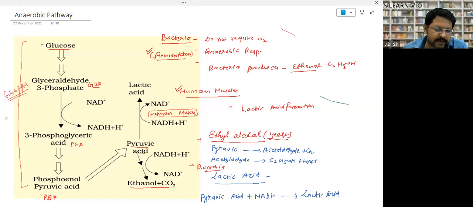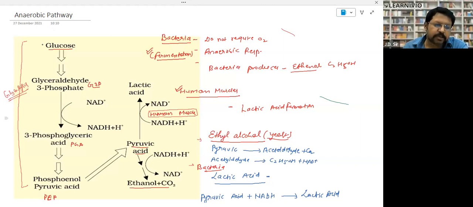Again, glyceraldehyde 3-phosphate breaks down into 3-phosphoglyceric acid, PGA. Whenever PGA forms from G3P, formation of NADH takes place. We know that NADH is also a form of energy, so the formation of energy takes place over here. Phosphoglyceric acid, PGA, breaks down into phosphoenol pyruvate, or PEP. PEP means pyruvic acid or pyruvate. So from glucose to PEP, this is the glycolysis cycle, the same glycolysis cycle which was there in aerobic respiration.